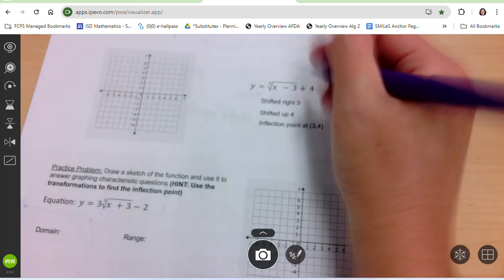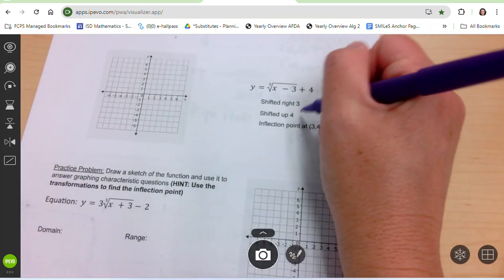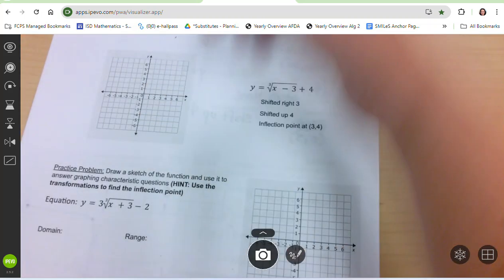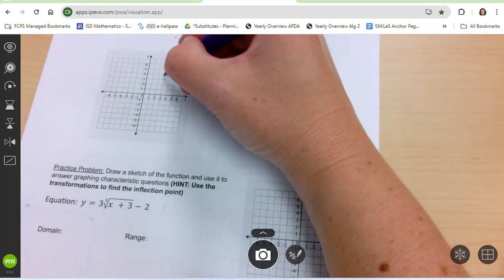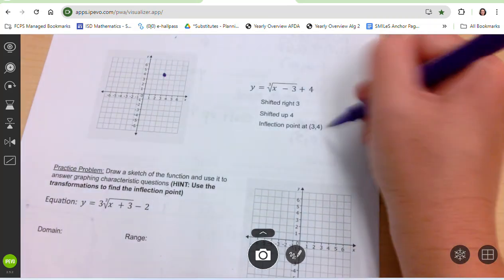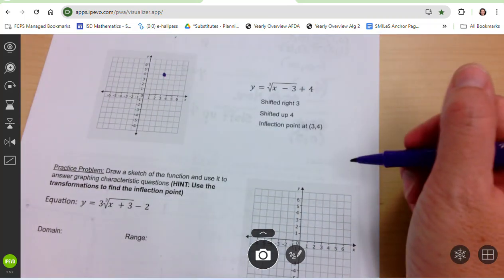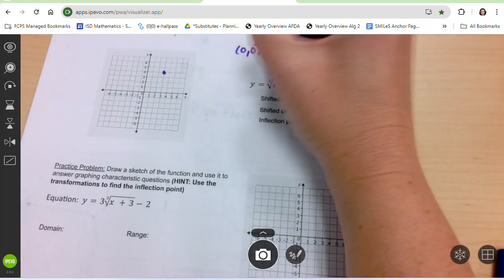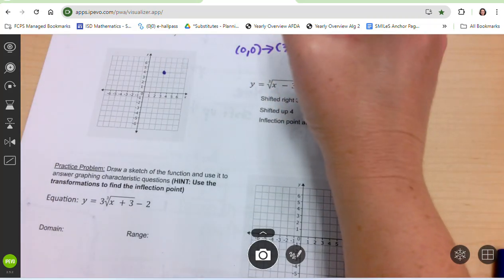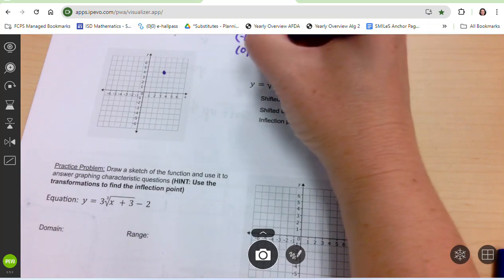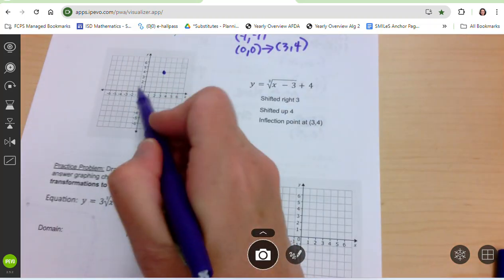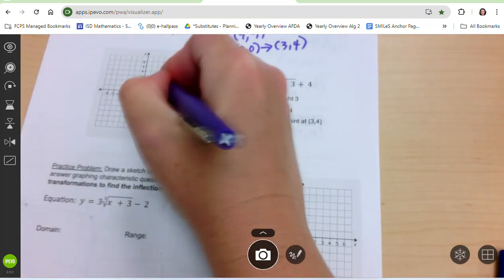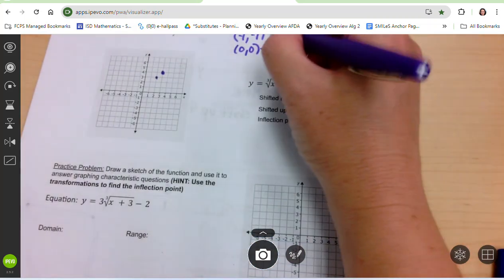Okay, so when we shift right 3 and up 4, I'm going to start with my inflection point. It's going to go right 3, and then it's going to go up 4, and then it's going to be located at 3, 4. Okay? So 0, 0 went to 3, 4. We'll do -1, -1. So -1, -1 is here. I'm going to shift it right 3 and up 4, and it's right here at 2, 3.